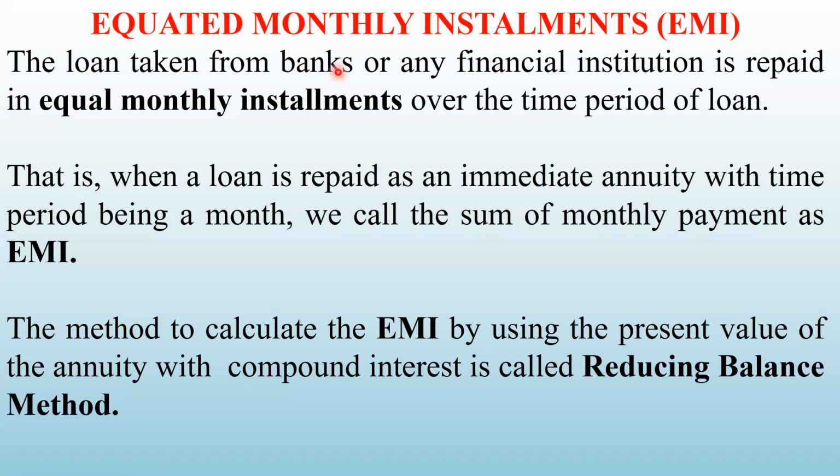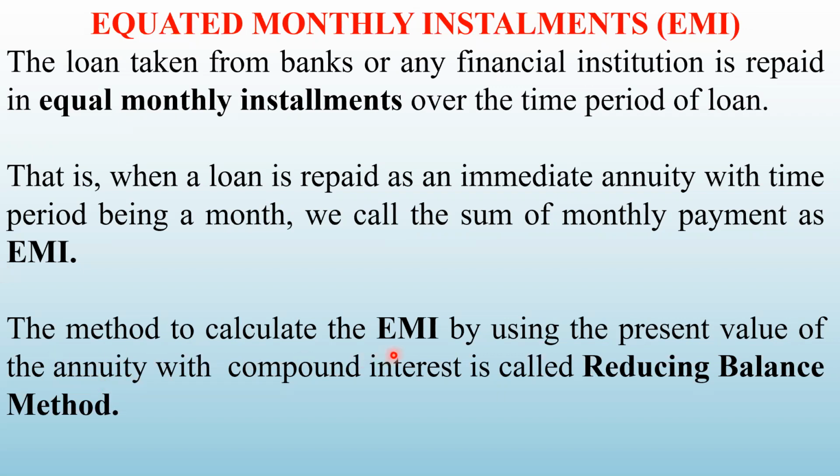So the loan taken from banks or any financial institution is repaid in equal monthly installments over the time period of the loan. That is, when a loan is repaid as an immediate annuity, a loan is also an example of an annuity because you are paying an equal amount every month. So when a loan is repaid as an immediate annuity with the time period being a month, in EMI the time period is always a month. That is why it is called equated monthly installment. We call the sum of monthly payment as EMI.